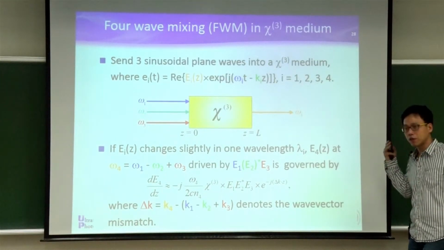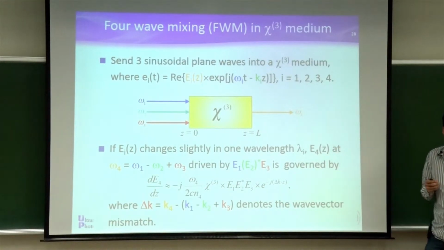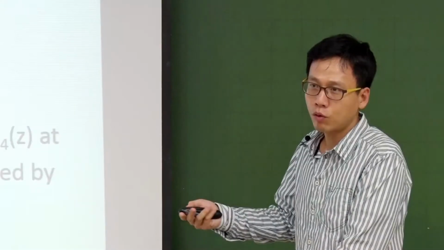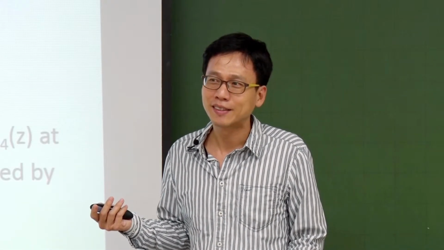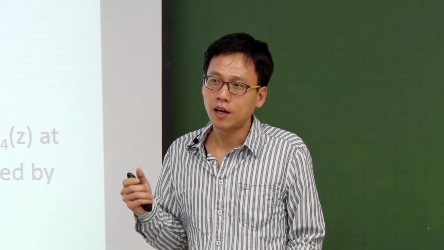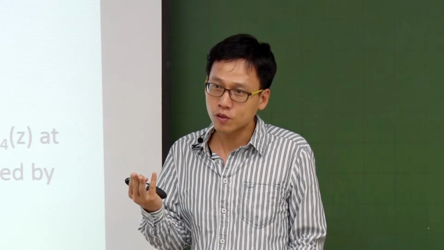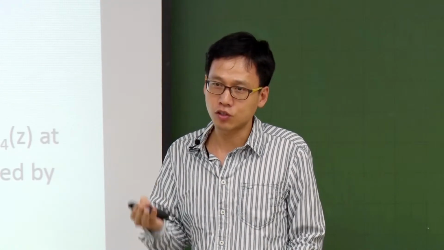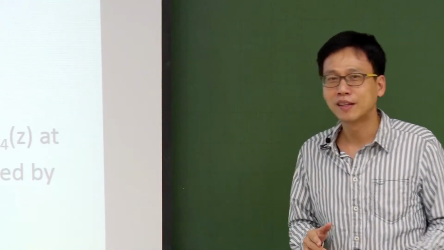So forget about the mathematics. Let's look at four-way mixing more carefully. If you have three input waves and one extra wave as the output, what would be the corresponding energy diagram? Remember, energy has to be conserved, right? For the 4 photons, the energy should be conserved. So what would be the energy diagram?